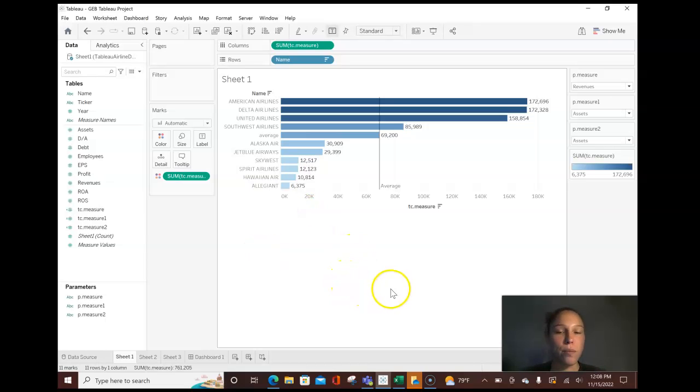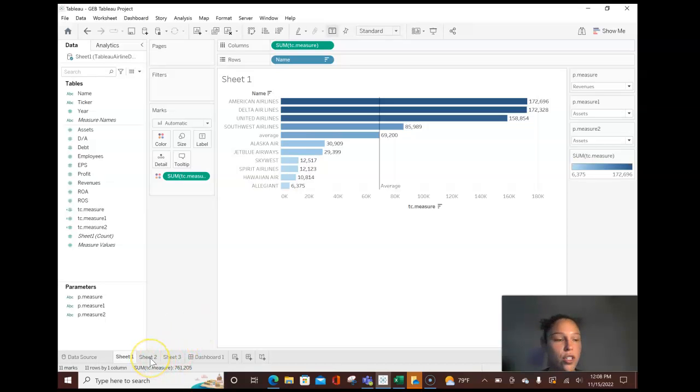And I think another important thing to recognize is the average in the middle of here. So this is not a mistake. This is not another airline. This is the average of all the revenues for all the airlines. So we could see that the average was 69,200, and only 4 airlines are above the average, while we have 6 airlines below the average.